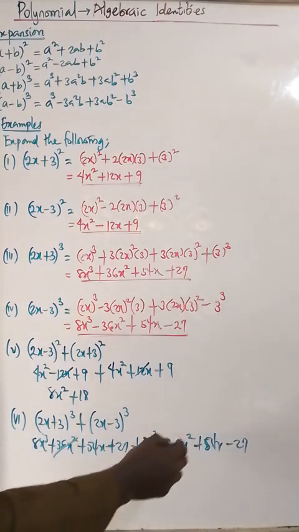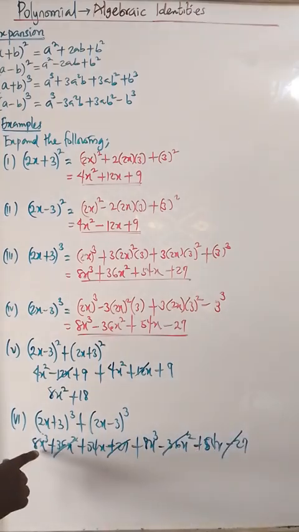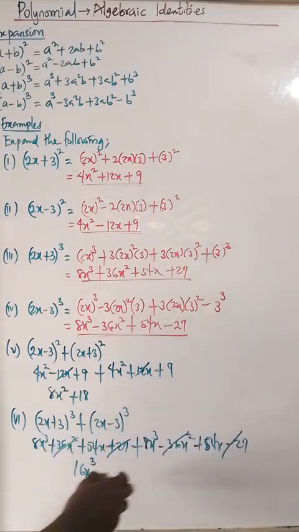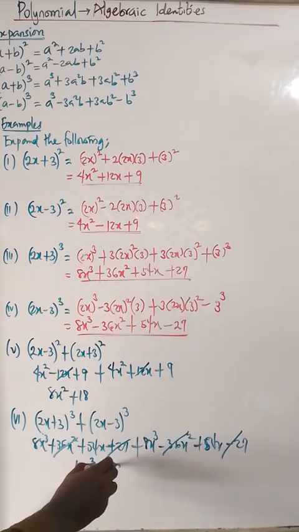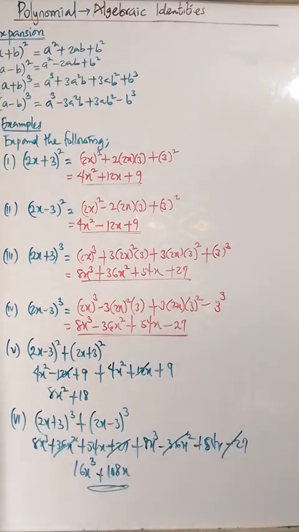So what do you notice? 36x squared minus 36x squared cancel. 27 minus 27 cancel. So we have 8x cube plus 8x cube, which is 16x cube. Then 54x plus 54x, and that is 108x. We are told to expand, so you don't have to factorize. Although 2x is common there, or even 4x, but we don't have to factorize.